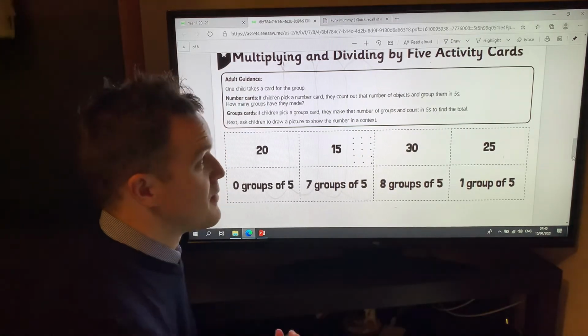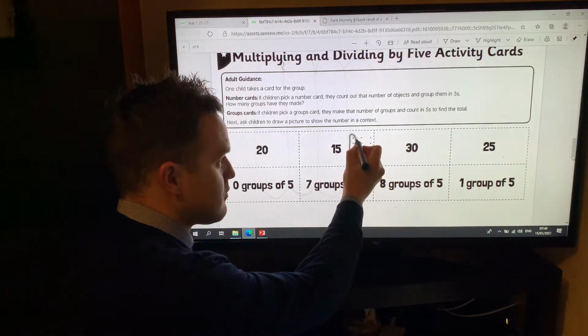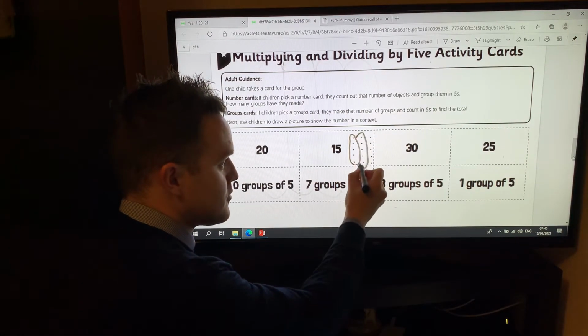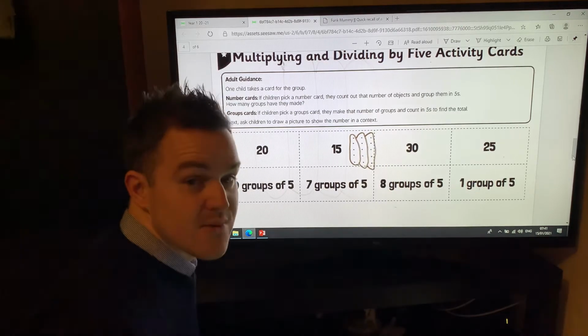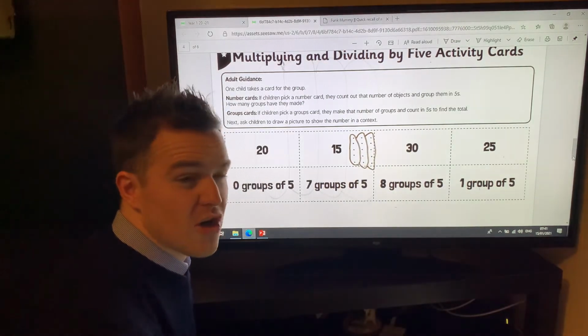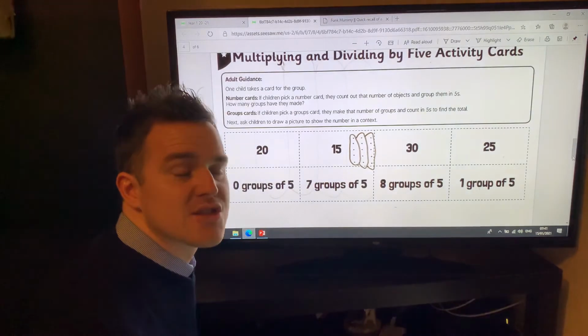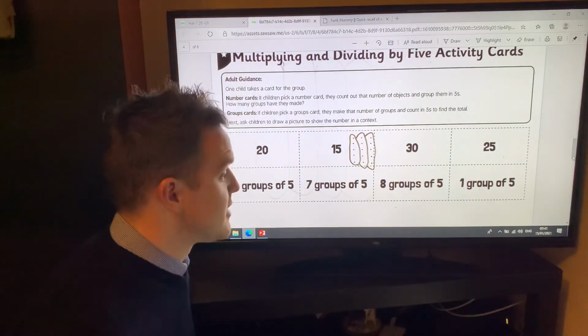I'm going to see how many groups there are. 1 group, 2 groups, 3 groups. So there's 3 groups of 5 in 15. You can draw that, you can take a picture of it, just have fun with it. It's just a little bit more practice of what we did yesterday, okay?